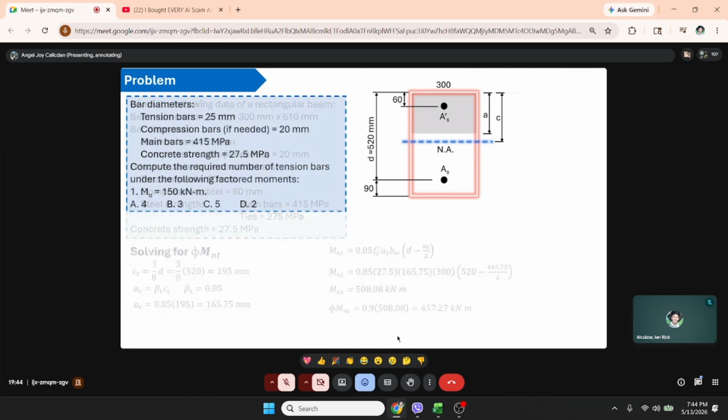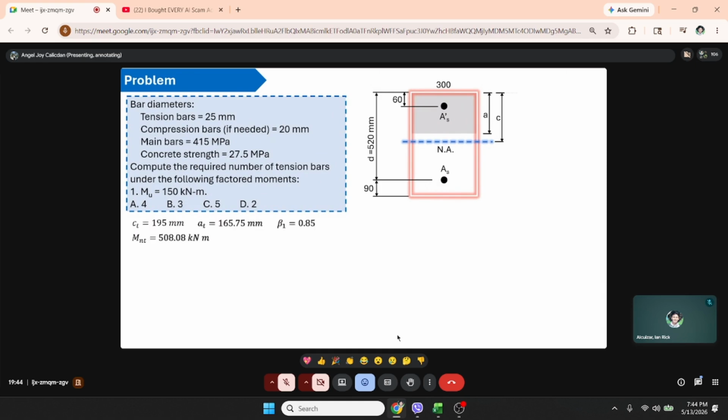And for part 1, 150 kilonewton meter. So, less than ra siya sa phi MnT. Therefore, singly reinforced ra siya.